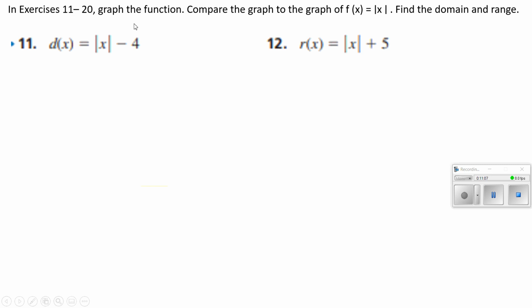And numbers 11 through 20 say compare the graph of f of x equals the absolute value of x, and find the domain and the range. So now we have a -4 here, right? And we know that whenever we're adding or subtracting, we're going to have a vertical movement. So this is going to give me a movement of 4 down, right?